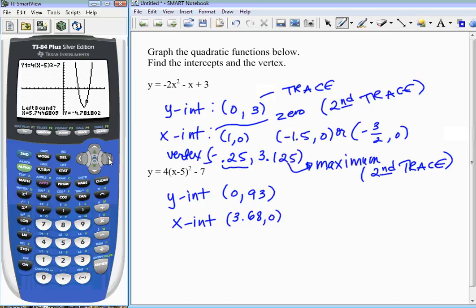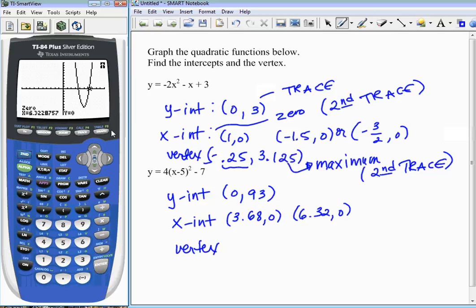And just moving to the left of this point, and then the right, and now guess. So that other x-intercept is 6.32. Now what about the vertex point?